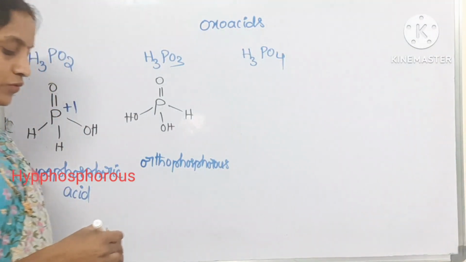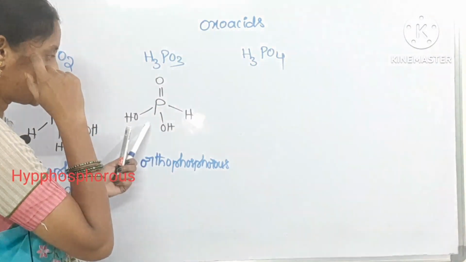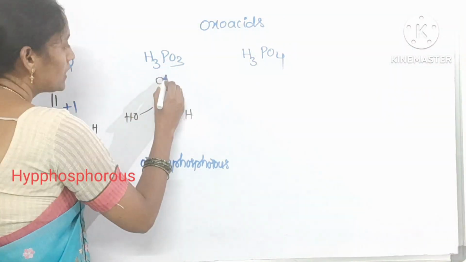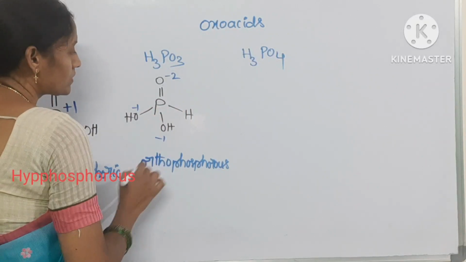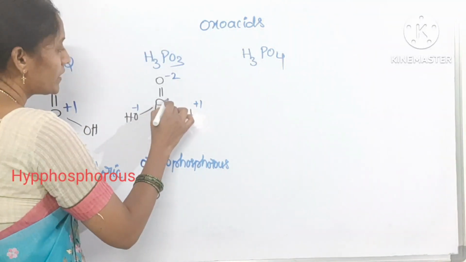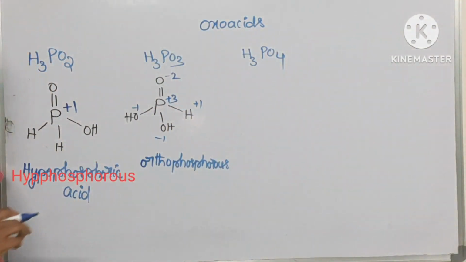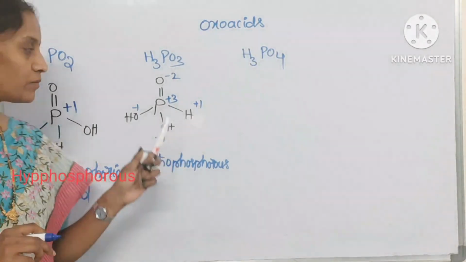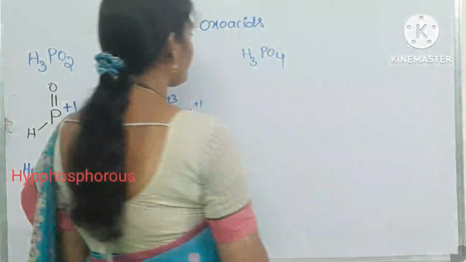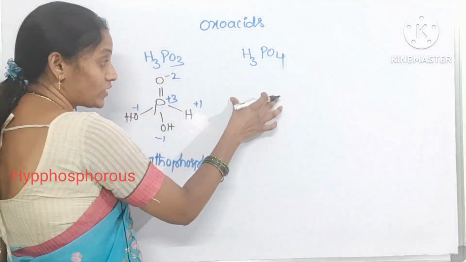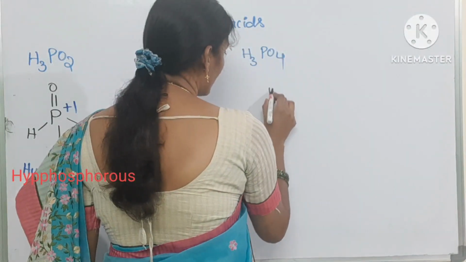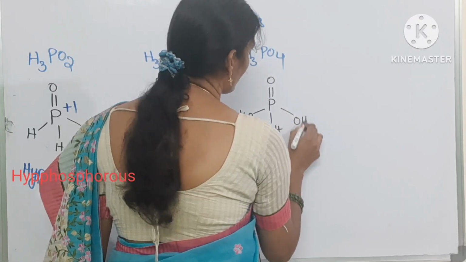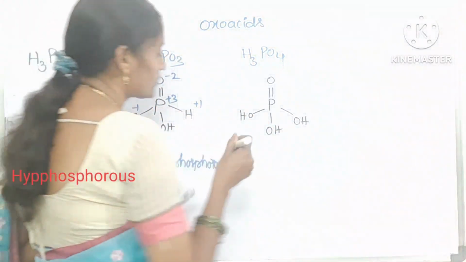Next one, if you see, H3PO4. Before that, try to write its oxidation number. Its oxidation number is +3. How can you calculate? Because it is -2, -1, -1, and this is +1, so it will become +3 oxidation state. If you calculate using the oxidation numbers of all surrounding atoms or groups, you will get +3. This one is orthophosphoric acid, P double bond O, OH, OH, OH.